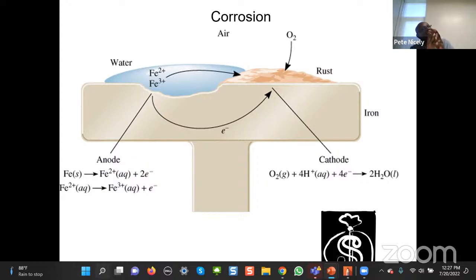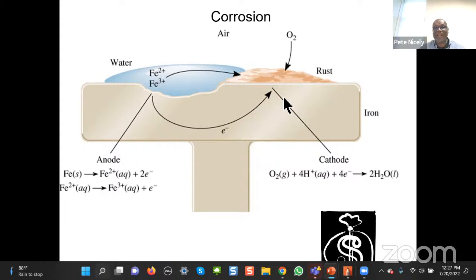Rust is a compound resulting from the combination of iron and oxygen to form iron(III) oxide, which is rust. Anyway, the diagram that you're seeing here is basically demonstrating how that happens.